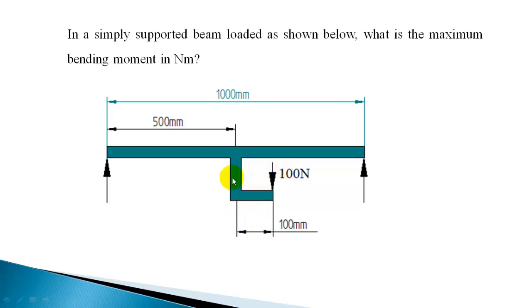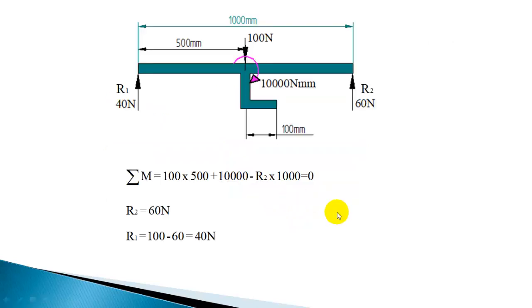You can move this force to this location. When you move it, it will also produce a couple here. So the effect of this force is that it will exert the same amount of force, 100 Newton, along with a moment. So 100 into 100 will be the moment exerted by this force. So you can move the force to this point and draw them.